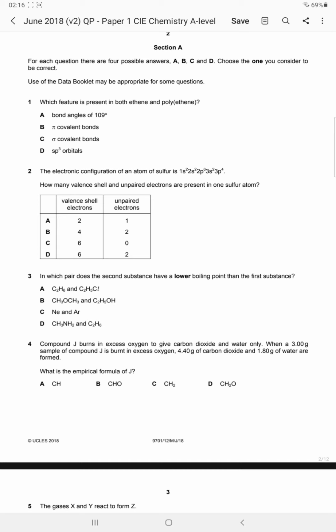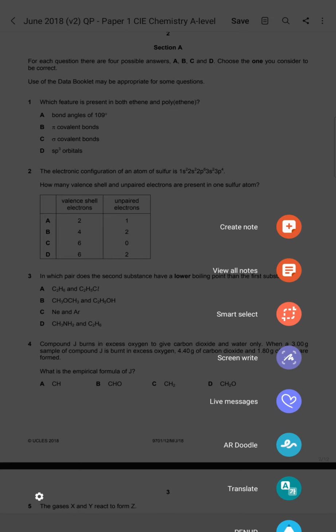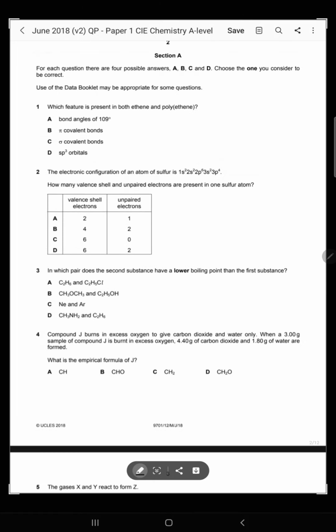So number 1, which feature is present in both ethene and polyethene? So for this one, first let's draw both of the compounds. Ethene is C2H4. Polyethene is (C2H4)n. Ethene has a double bond. Polyethene does not have a double bond.